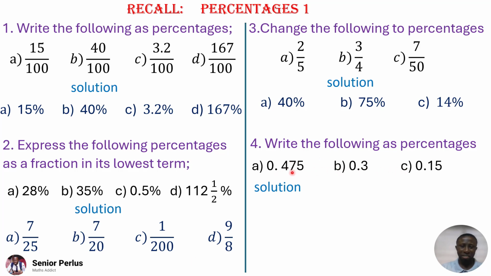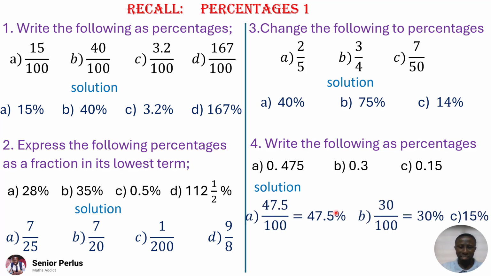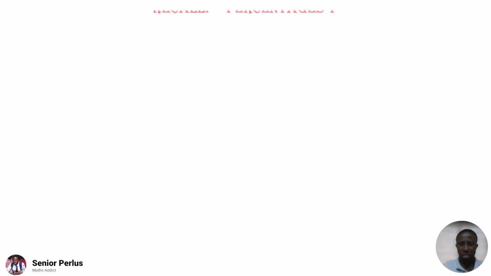So let's compare our answers. 0.475 times 100, you get your answer. Or you can rewrite this in fraction form, and any number with a denominator of 100 is a percentage, and that's a typical example of it. Good. Here's some derivation on percentages.